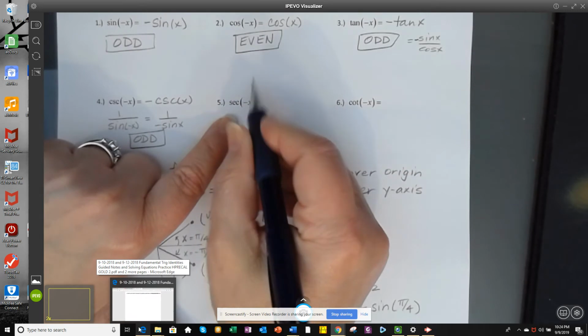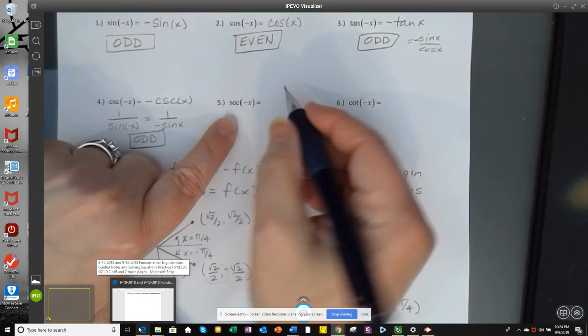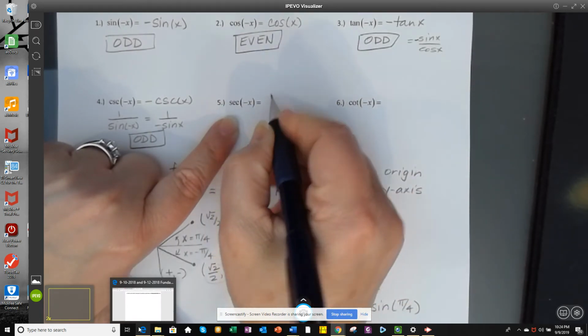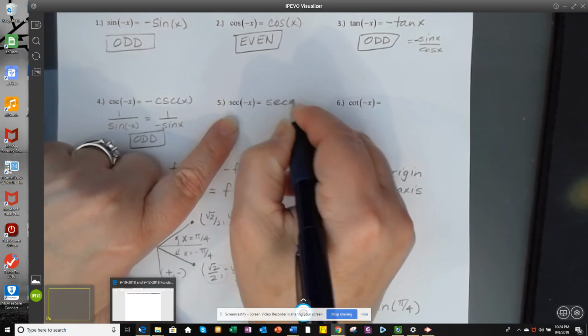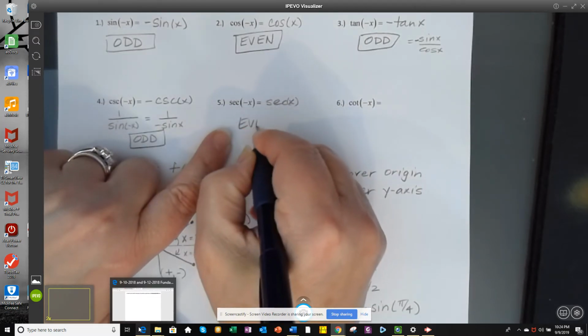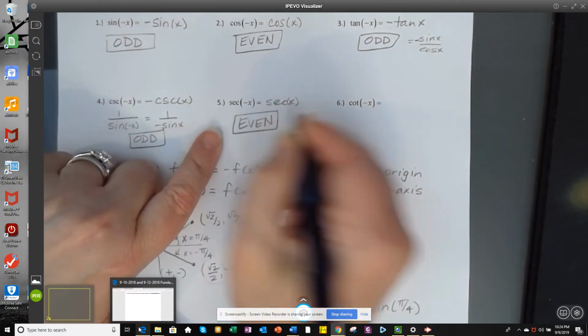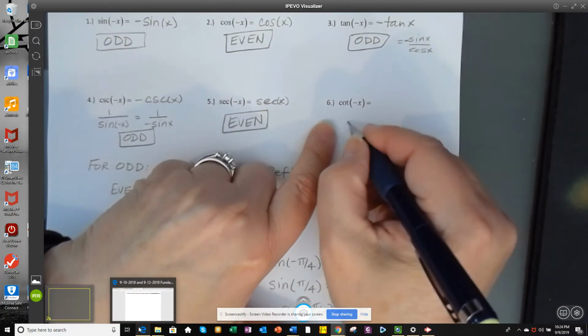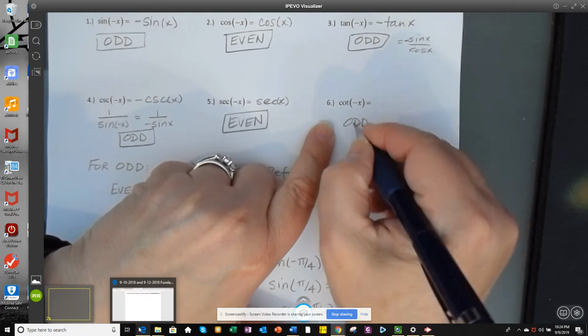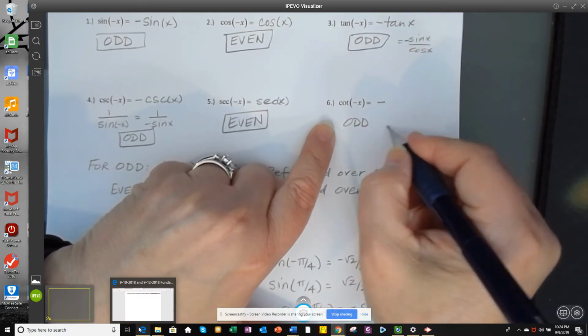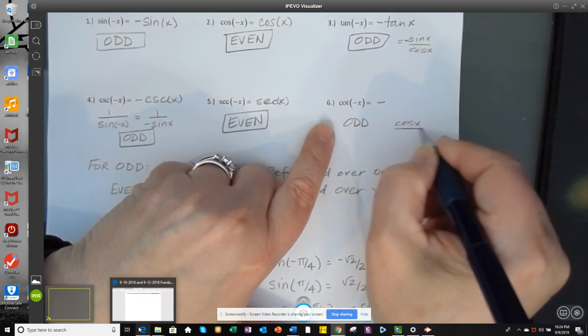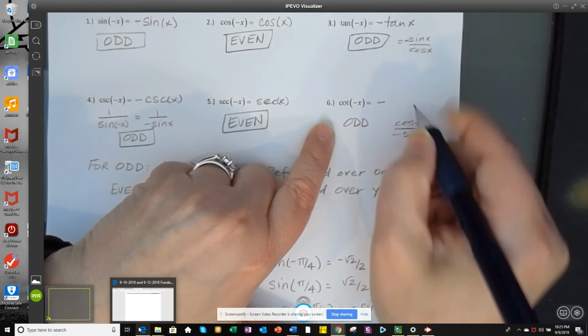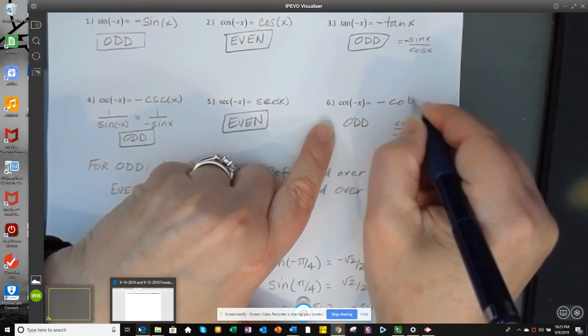Secant is the reciprocal of cosine, so it's going to follow the cosine, and this one will also be even. So this is secant of x. The reciprocal of an even function is even. And then cotangent is going to be odd as well because it is cosine over the odd function of sine. So that makes this one also odd.